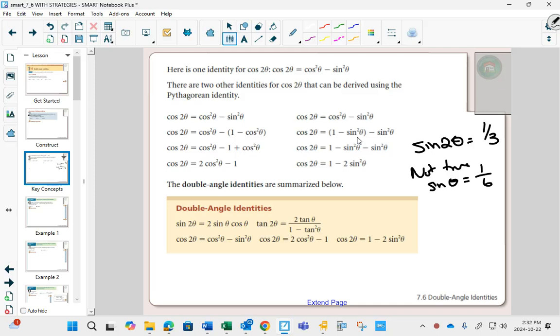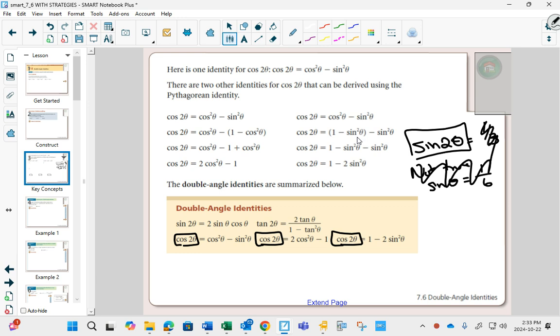So what do we do when we have a 2 theta? Well, we have these new formulas. The only thing you can do with the sine of 2 theta is change it to 2 sine theta cos theta. And if you see a 2 sine theta cos theta, you can change it to a sine 2 theta. There's a formula for tan 2 theta, and then there are three different formulas for cos 2 theta.